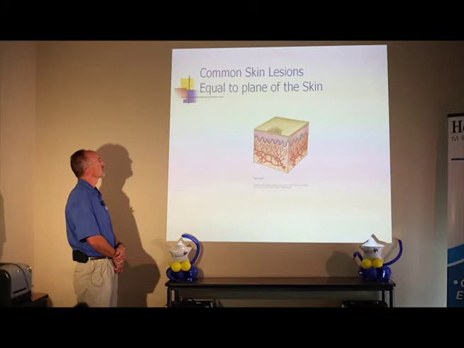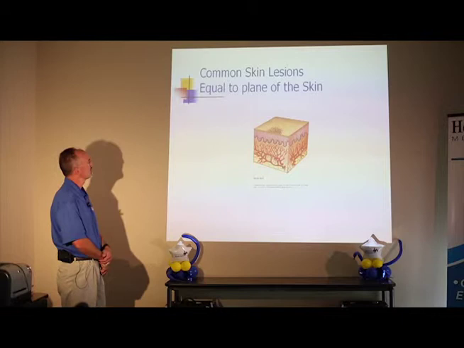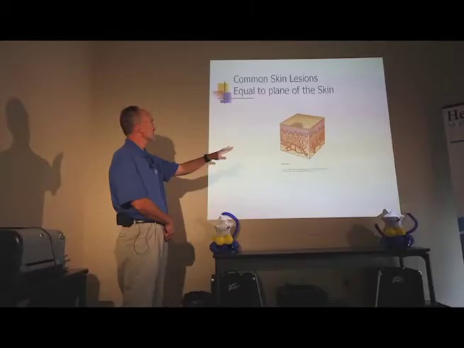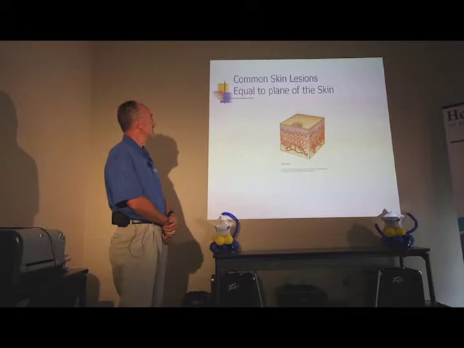We're just going to talk about a few different areas of different skin lesions, some that are equal to the plane of skin, some that are above, and some that are below the skin surface, and we'll look at a couple of those quickly here. This indicates a skin lesion that is equal to the plane of skin, or if you were to rub your hand over the top of that, you wouldn't be able to feel it, but you could see it.